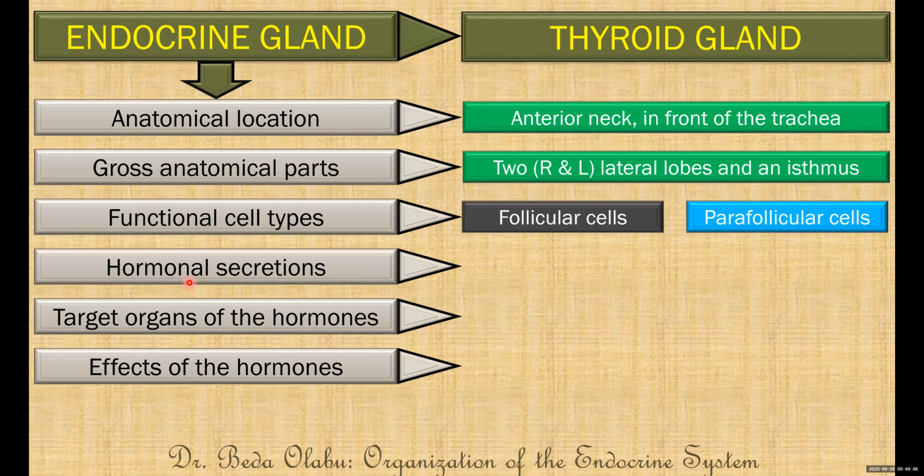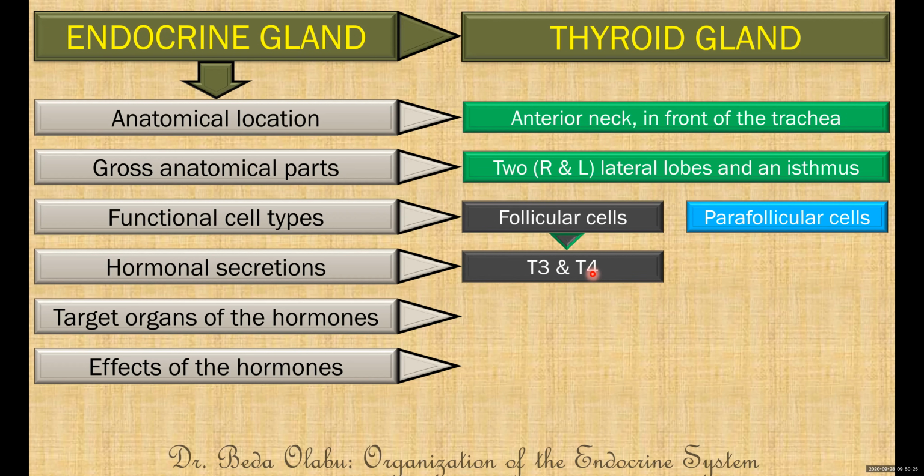All right, so this is what we've said so far. In terms of location, it is in the anterior lower neck in front of the trachea. In terms of parts, it has two lateral lobes, the right and the left lateral lobe, and an isthmus between them. The cell types: we have follicular cells and parafollicular cells. So let's follow this column first for this other story. The follicular cells secrete T3 and T4.